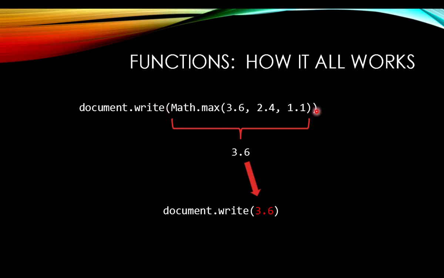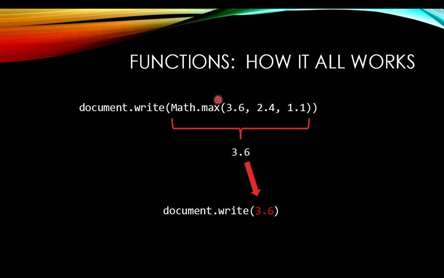Well, the first thing is it has to see that this has to be done first. You notice this is inside the parentheses, and the things that are farthest into the parentheses are going to be done first. So it knows that the function has to be called and the parameters passed. So this is going to call math.max, and it's going to hand it these three values. Then, wherever that code is, it runs and it determines out of that set which is the maximum of those values. It knows that that's 3.6, so it returns that value.